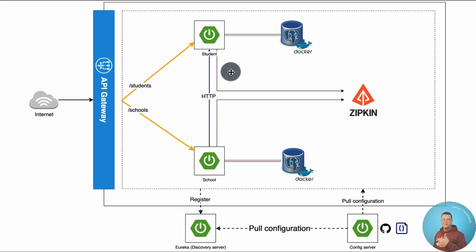Okay, so now we have this microservice running, and both of them are registering themselves to the discovery server. Now let me show you how we can ensure communication between the student and the school, and we will be creating a new endpoint. We will call it school with students. This means when I try to get a school, I want to get the school and all the students that are in this school. So let's go ahead and implement this.